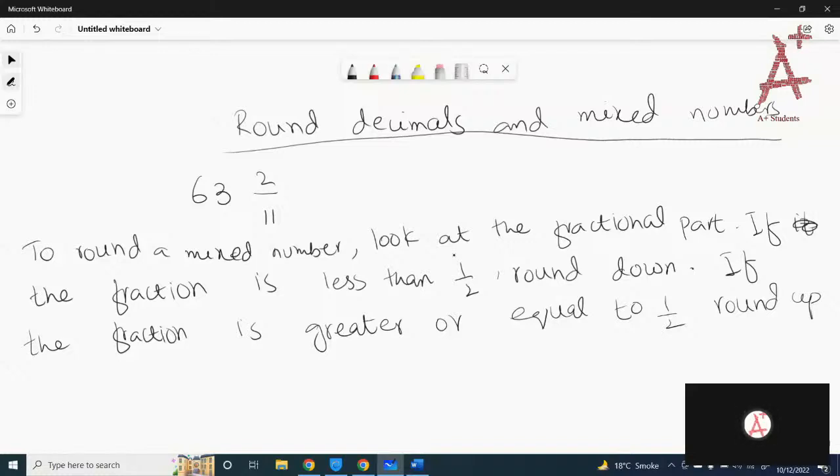Got it? So for this one, the fractional part is 2 by 11. When you compare 2 by 11 to 1 by 2, it is less than 1 by 2. So that means you have to round down. Round down means you round to the same whole number. So it would be rounded to 63. Got it?